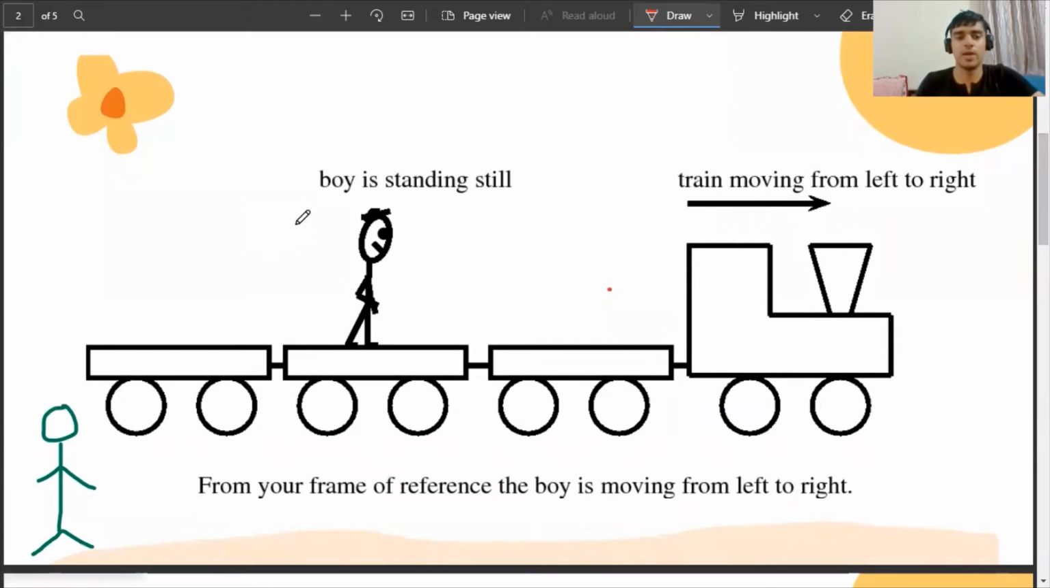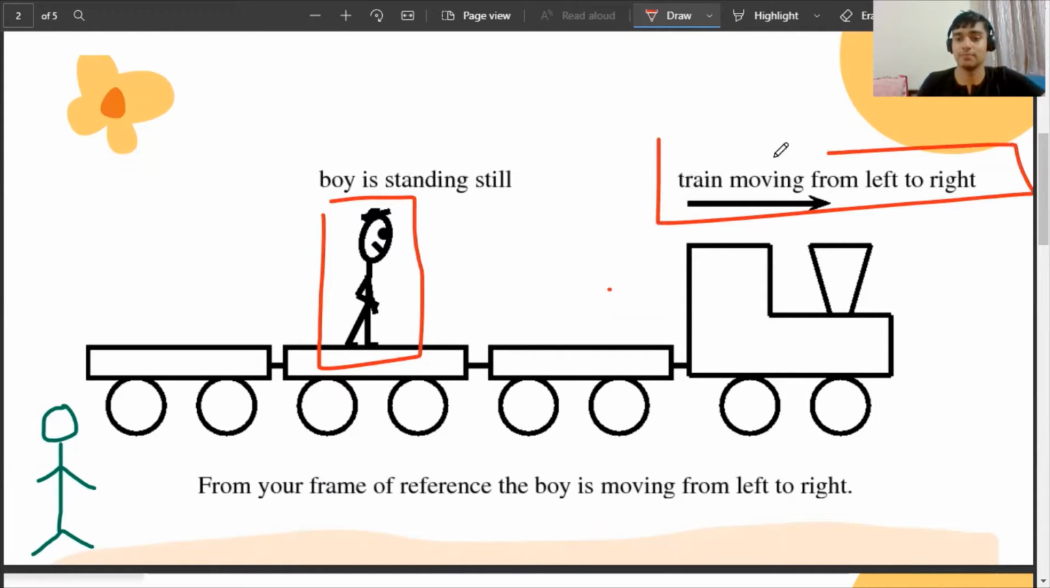Okay, so here is a boy who is standing on a train, or let's say he's traveling on a train, and this train is moving from left to right. There's another boy who is on the ground. When he looks at this train, from his frame of reference, the train looks like it's moving from left to right with some velocity v, let's say. So from the frame of reference of this boy, if he measures the velocity of the train, it's moving from left to right.